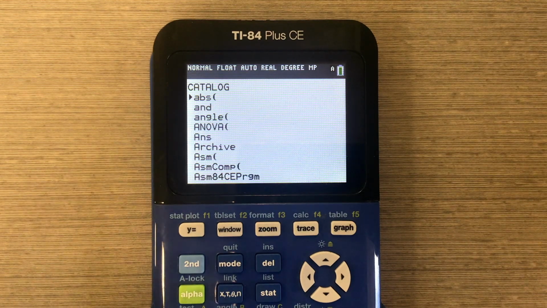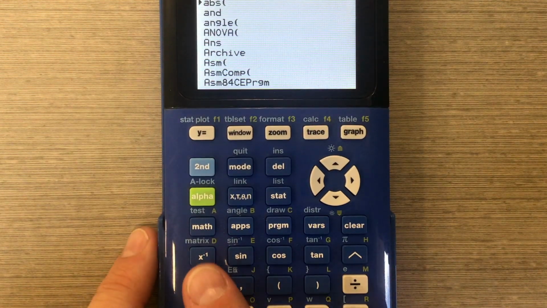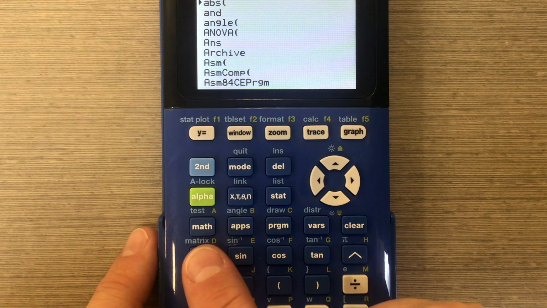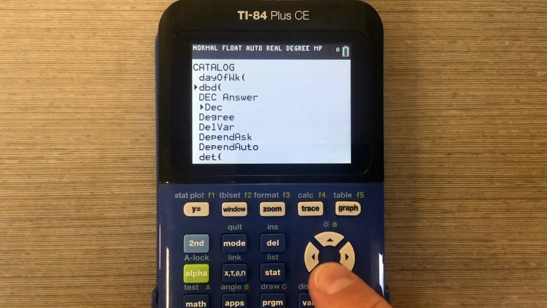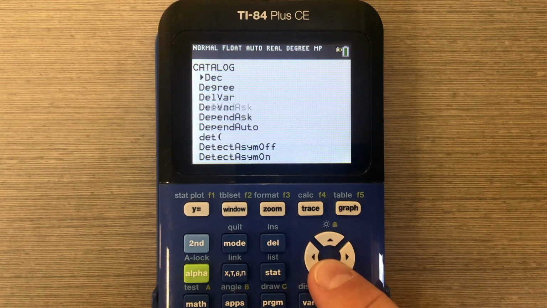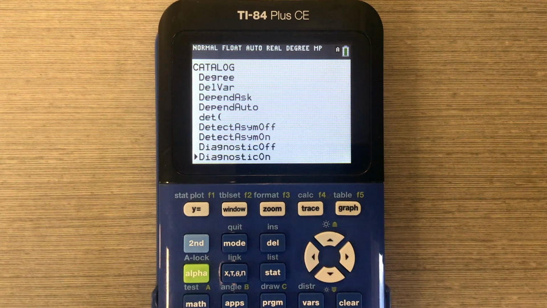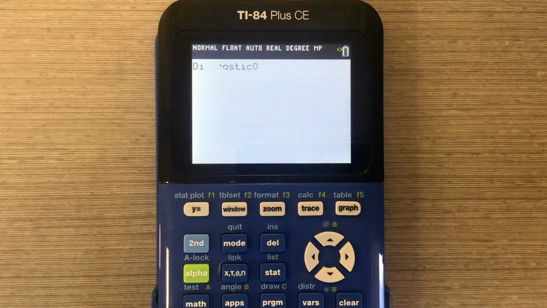Instead, we're going to go to the letter that it starts with. The thing we're looking for is called diagnostic. I'm going to hit the letter D in green, which is right here with the X to the -1 matrix button. When I hit that, it takes me to the D's, and then I arrow down until I find diagnostic. There we go, DiagnosticOn. Press enter. Press enter again.